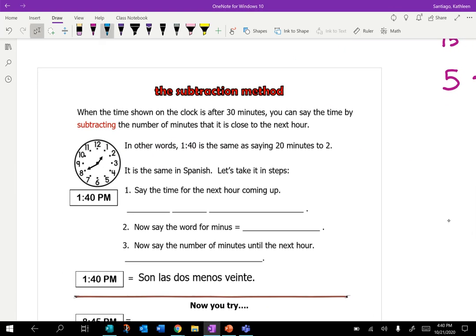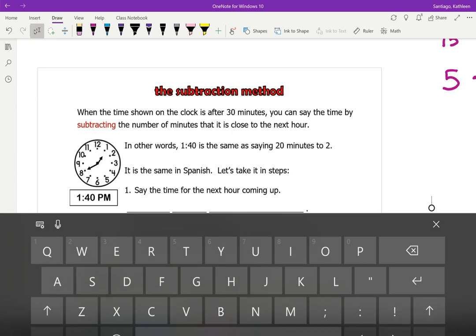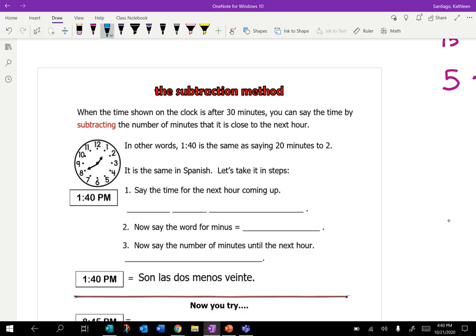Okay. And so it says, when the time shown on the clock is after 30 minutes, you can say the time by subtracting the number of minutes that it is close to the next full hour. In other words, 1:40 is the same as saying 20 minutes to 2. That's how we would say it in English, 20 minutes to 2. But in Spanish, to do the subtraction method, we're going to take this in steps.